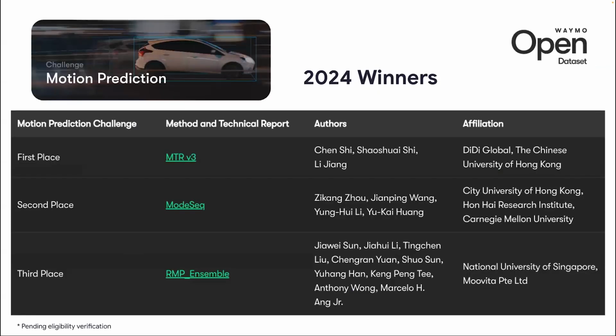With that, I'd like to announce the winners of this year's challenge. In first place, we have MTRV3 from DD Global and the Chinese University of Hong Kong. In second place, we have ModeSeek, which is from the City University of Hong Kong, Hanhai Research Institute, and Carnegie Mellon University. And in third place, we have RMP Ensemble from National University of Singapore and Movida PTE Limited. So congratulations to all the winners.